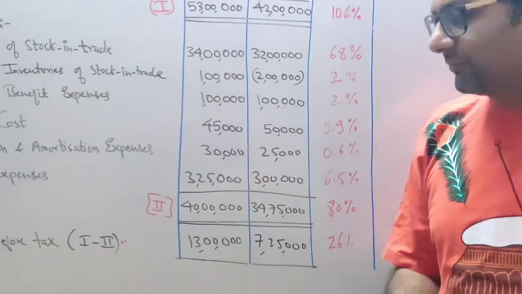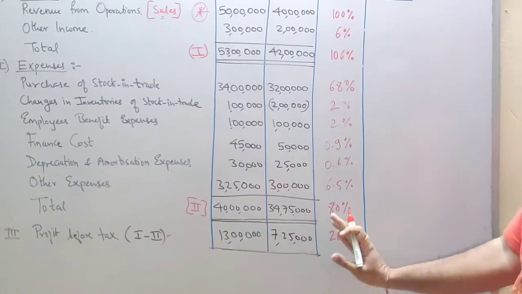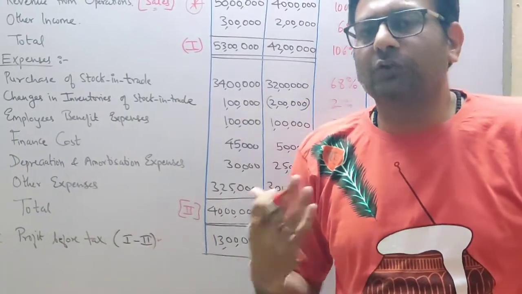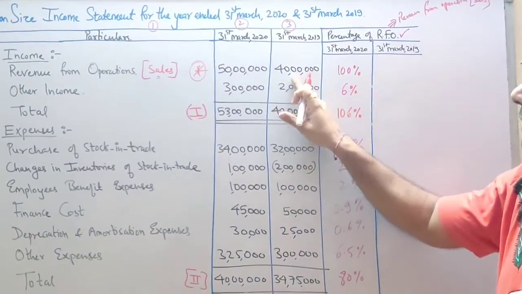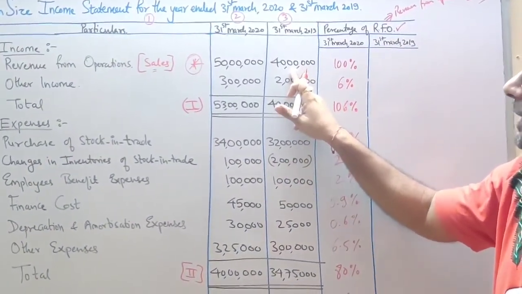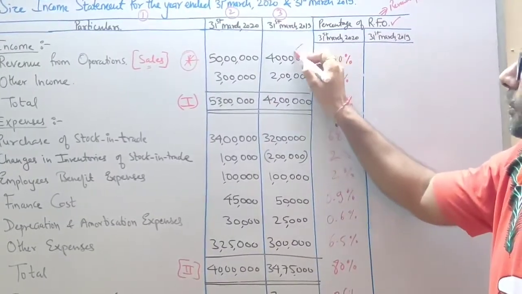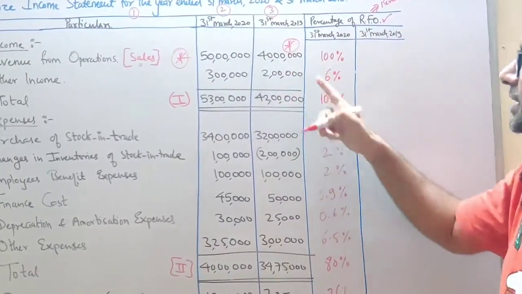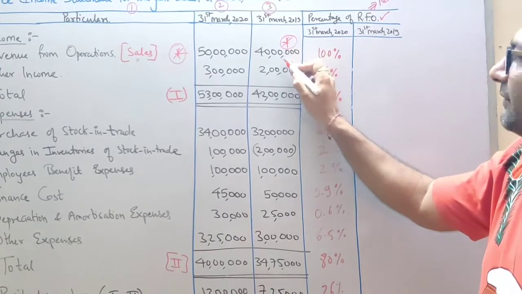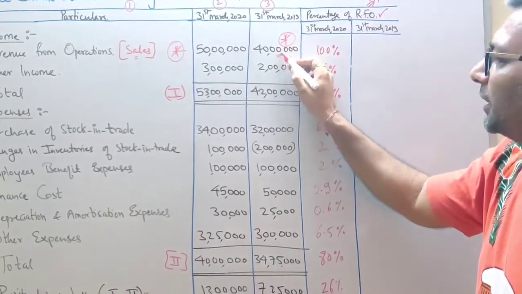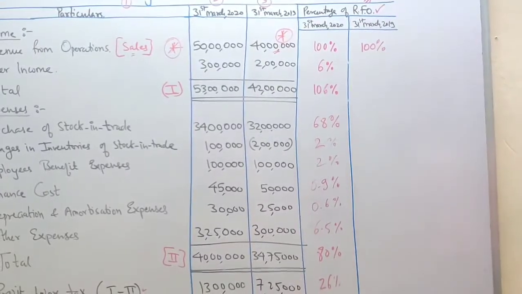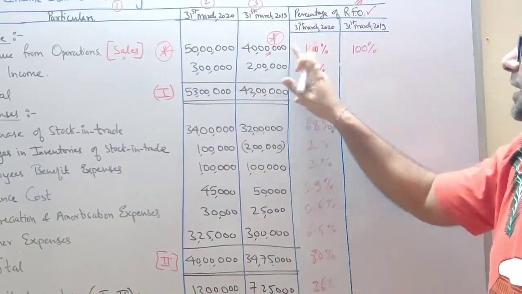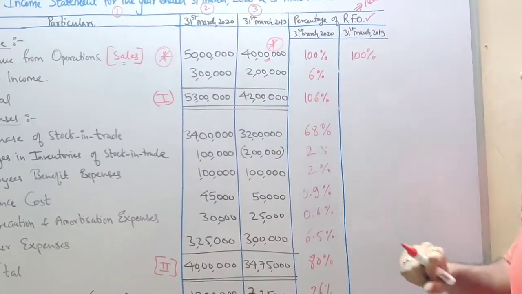Now, if you have not understood the shortcut, I am going to do it again for the next year. So what is the next year? What is your common denominator for the next year? Your common denominator for the next year is 40 lakh. As I said, the common denominator will always be 100%.